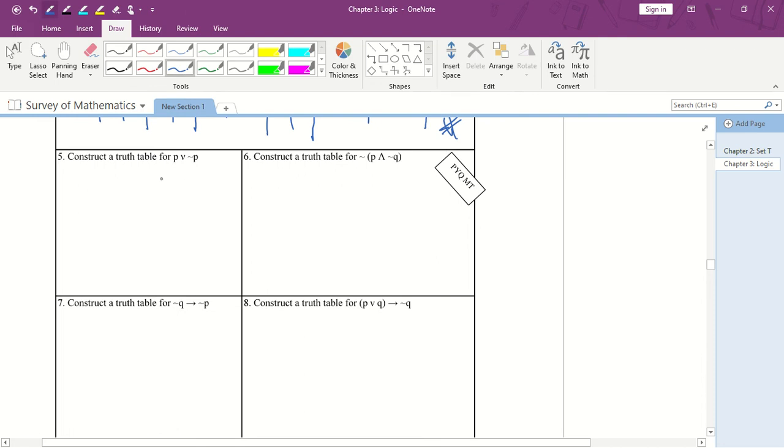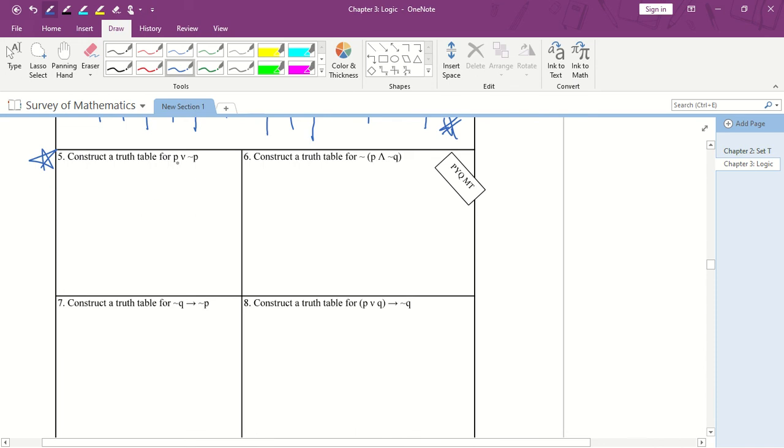The fifth one. Construct a truth table for P or negation P. Now, look here. How many variables are here? How many unknowns? It is only one. Okay, so this is kind of a special question that shouldn't be here, but I include it to make you understand this one.